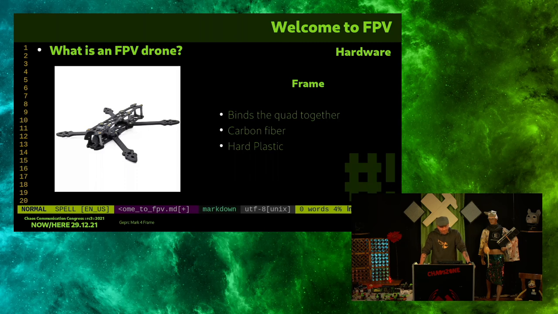Now we'll talk about the frame. One component that binds all these components into one unit and gives it its form is the frame. This is commonly made of robust materials such as carbon fiber or hard plastic. Frames come in many shapes and sizes, many of which depend on the flight characteristics desired by the pilot.